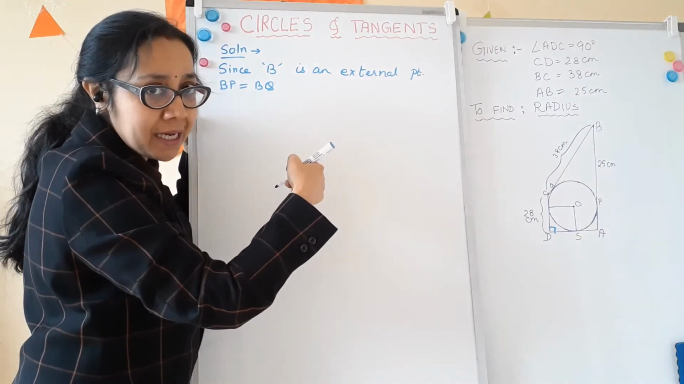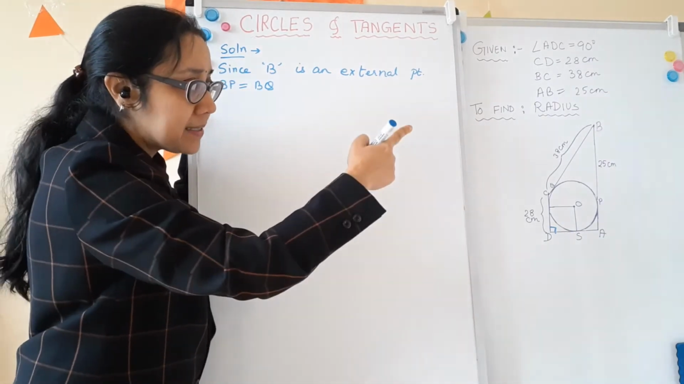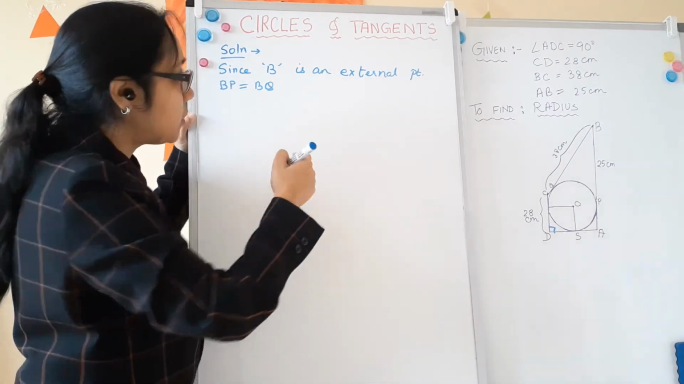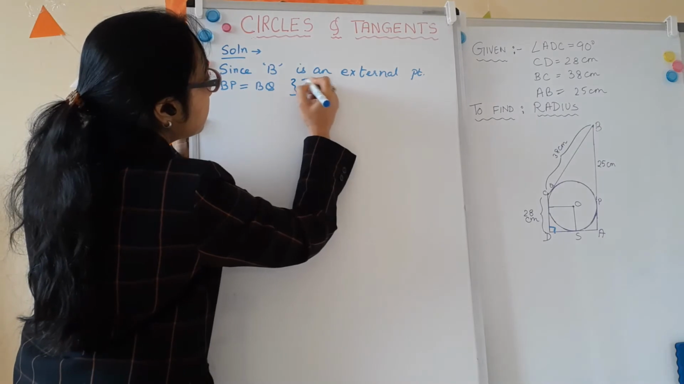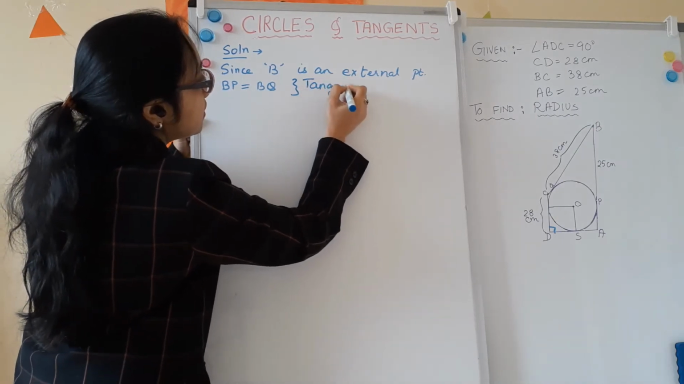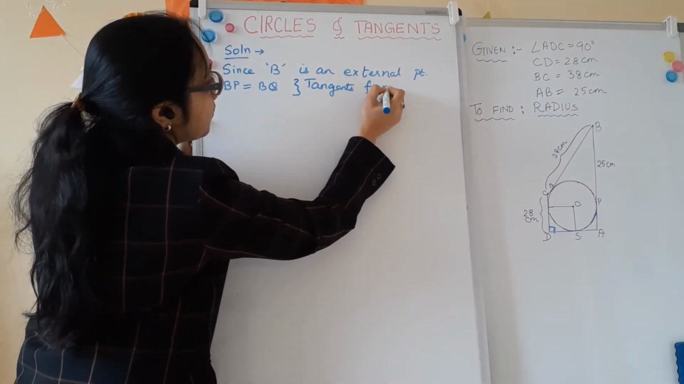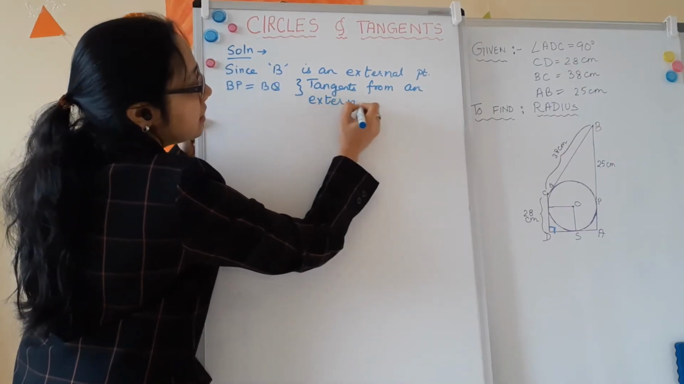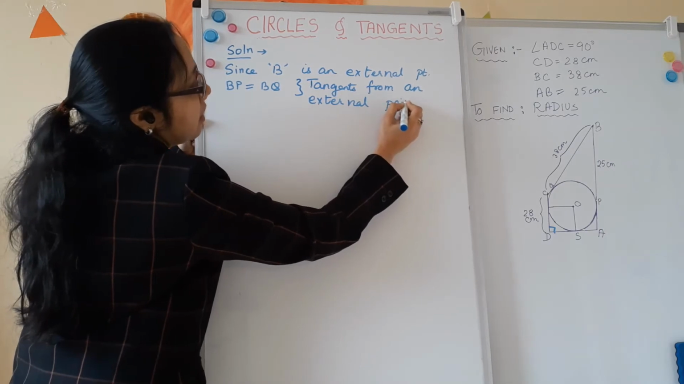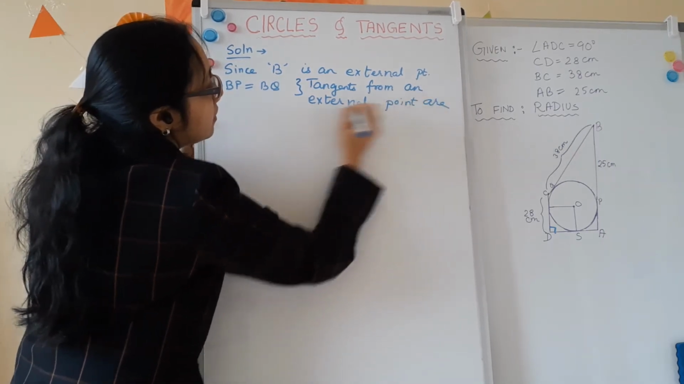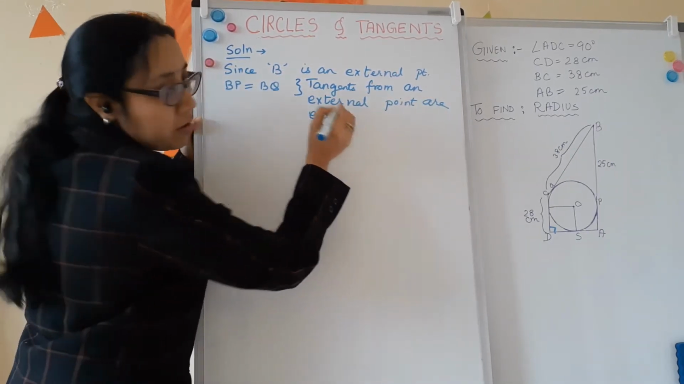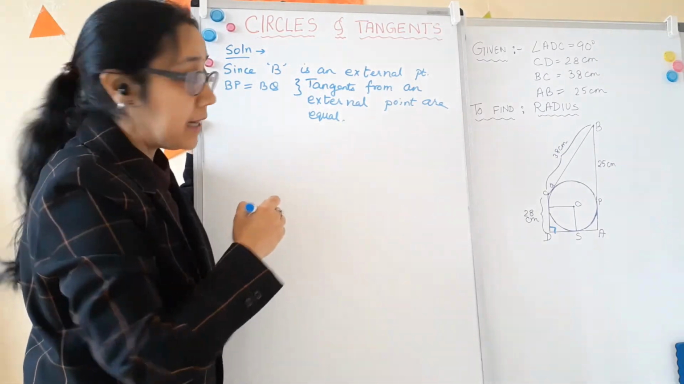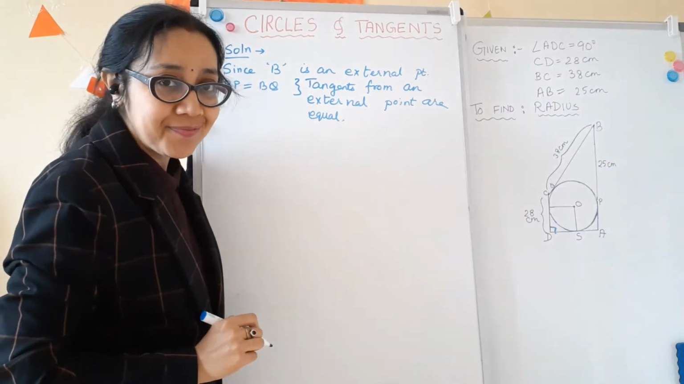BP is equal to BQ, isn't it? Because B is an external point and they are forming tangents. Tangents from an external point are equal. So we can write here, tangents from an external point are equal. Just write down the theorem. Done. Now if BP value is given as 25, then BQ will also be 25, right?